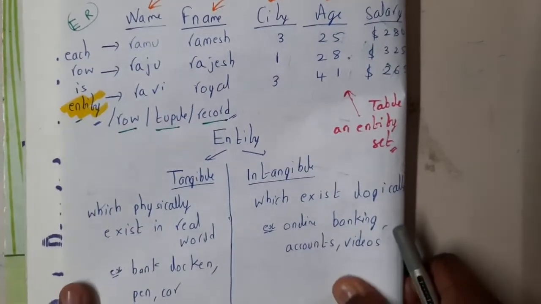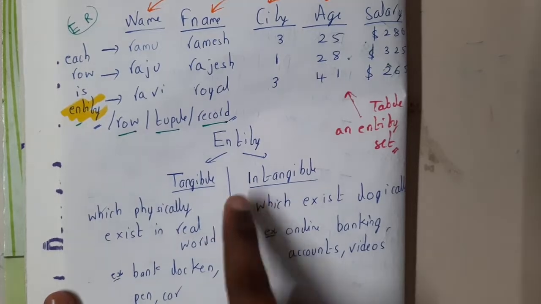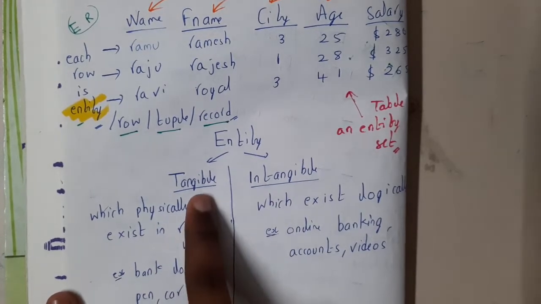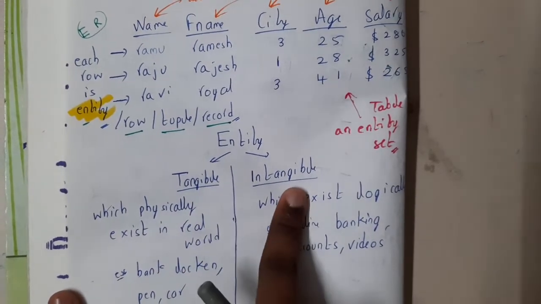Now these entities are of two types. The first type is tangible and the second type is intangible.